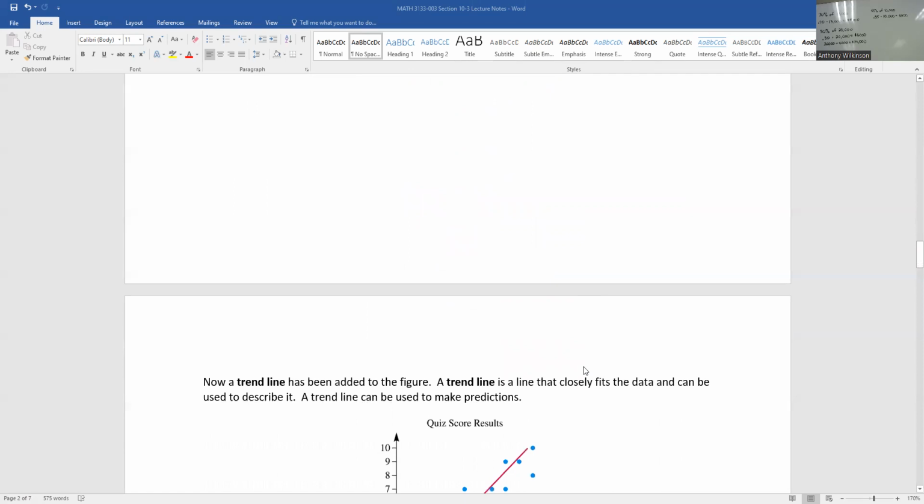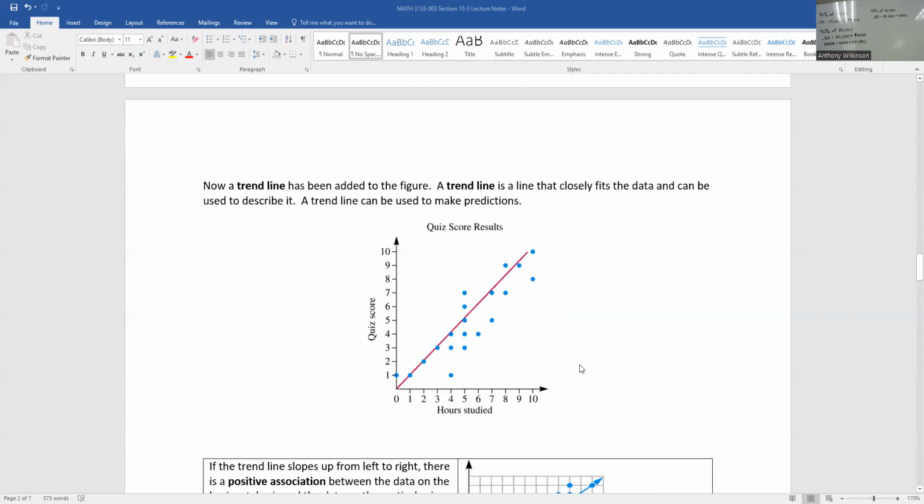Now, we're going to include something called the trend line. As you can see, a trend line is going to be the line that closely fits the data and can be used to describe it. And we can use a trend line to make predictions. Here, that trend line that you see in red is usually graphed along the points that are close to it. And we usually call that the line of best fit in statistics, by the way.